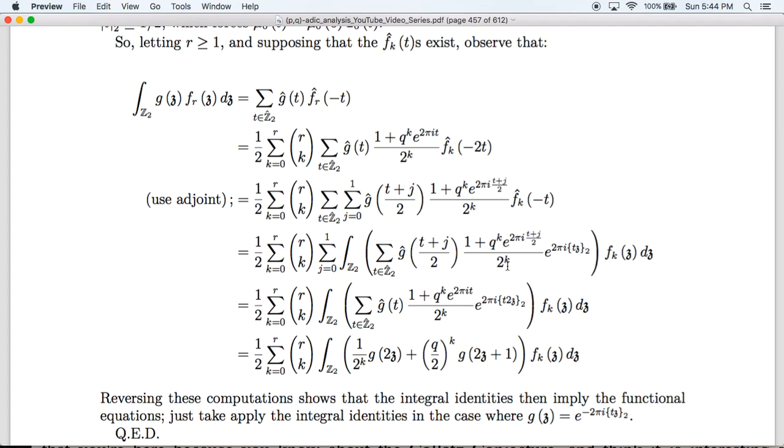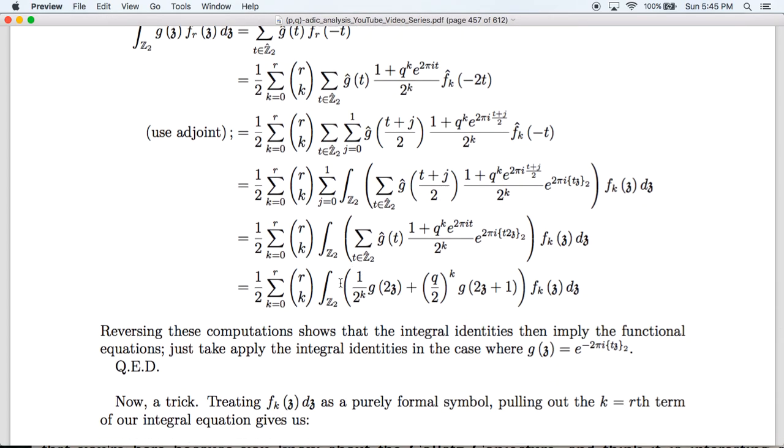We then use the adjoint again. So here, now that we've pulled the 2 out, we're going to take the 1 over 2's and use that to put t to there. And then this gives us here, and since g hat is the Fourier series, we sum this up and we get that this is 1 over 2 to the k g of 2z plus q over 2 to the k g of 2z plus 1, which is what we want. And then to show the other direction, we just reverse all of these computations, and it shows that any measures satisfying these integral identities necessarily have Fourier-Stieltjes transforms that satisfy the recursion relation.